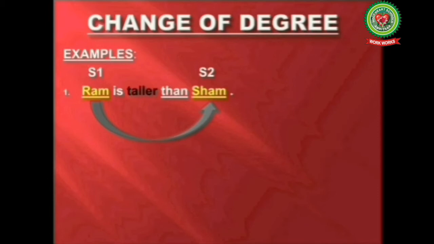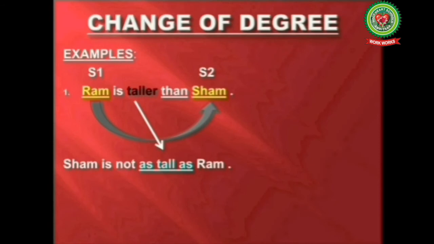So in this sentence, the sentence is positive, then we will change it into negative. And you can see comparative degree taller is used in the sentence. So we will change it into positive degree, that is tall, by replacing than with as dash as. So our answer will be Sham is not as tall as Ram.